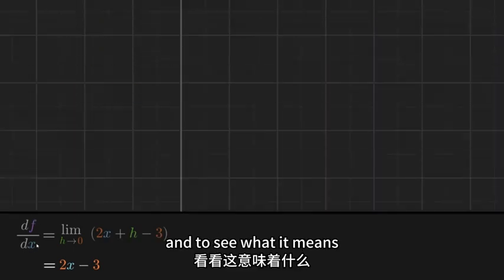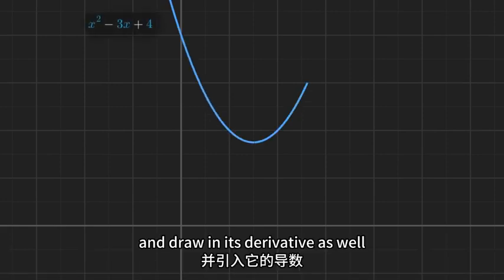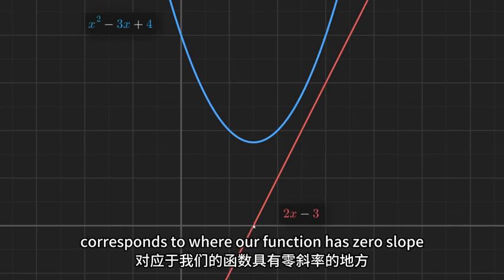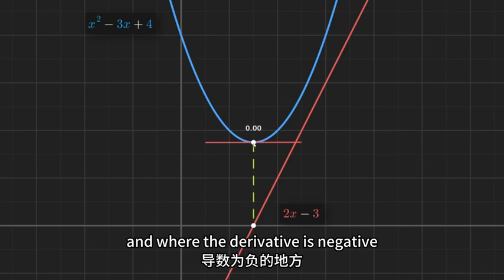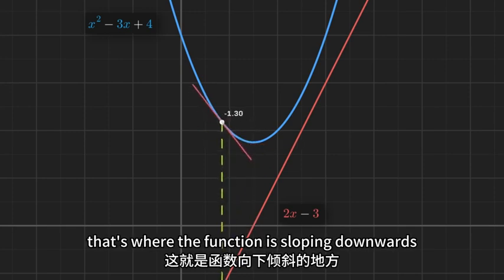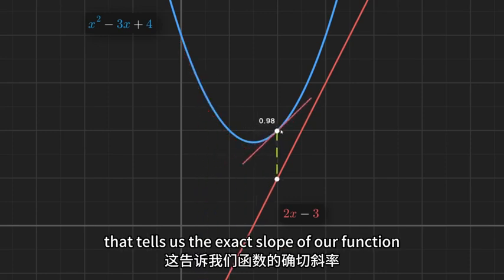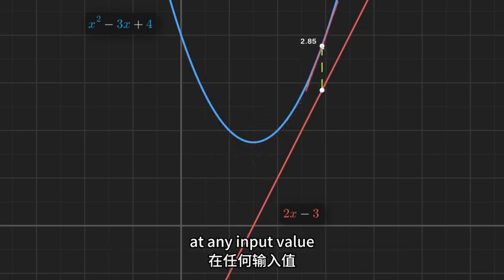And to see what it means, let's go back to the graph of our function and draw in its derivative as well. Now we can see here that where the derivative is 0 corresponds to where our function has 0 slope, and where the derivative is negative, that's where the function is sloping downwards, and so on. So the derivative is this super helpful thing that tells us the exact slope of our function at any input value.